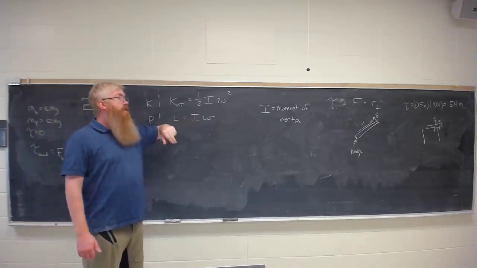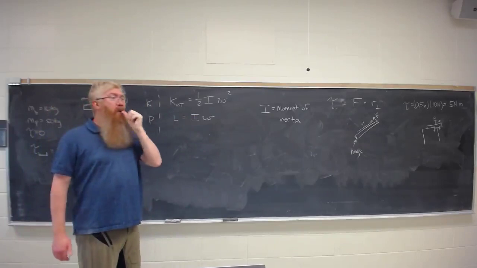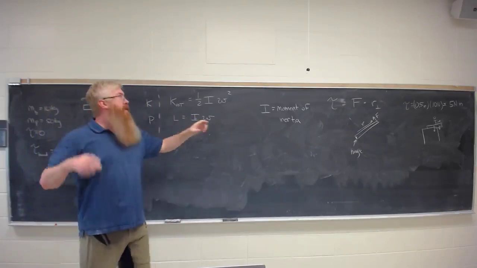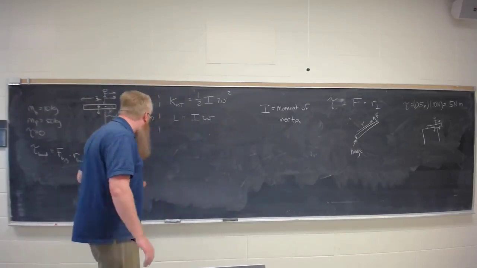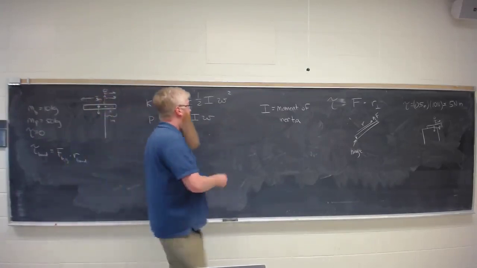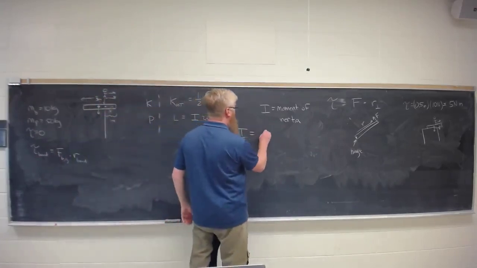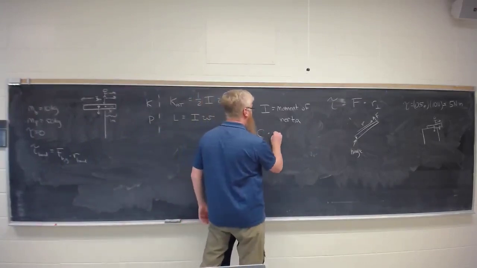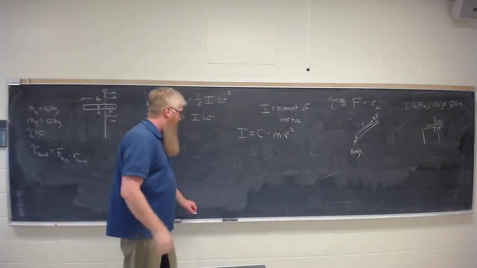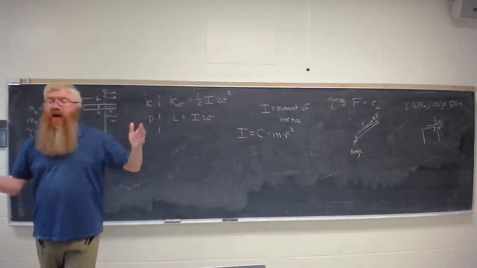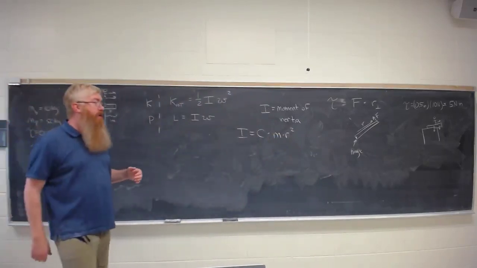For these pulleys or wheels that we had on the wall, this obviously has to do with mass. It's similar, but it's how the mass is distributed. So I is equal to some constant, typically, times mr squared. If all the mass is at radius r, the moment of inertia is mr squared.